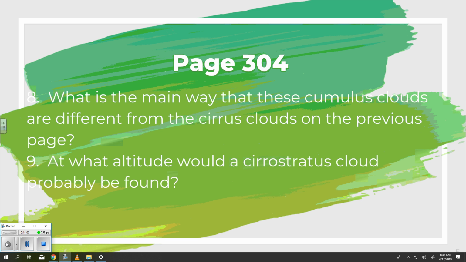Question number 8. What is the main way these cumulus clouds are different from cirrus clouds on the previous page? Cumulus clouds are puffy. Cirrus clouds are thin and wispy.